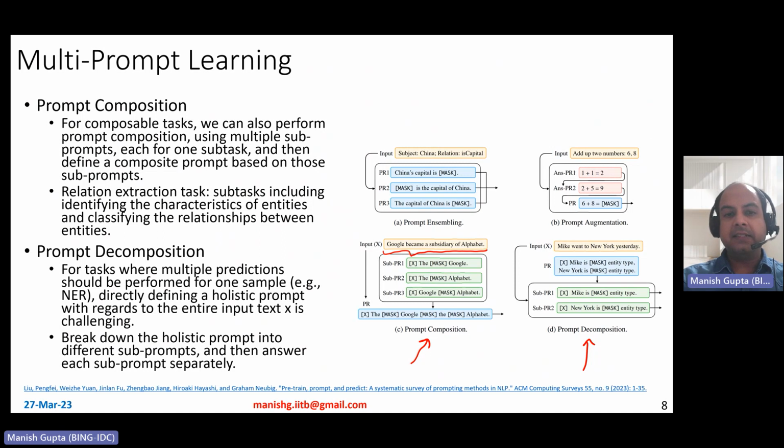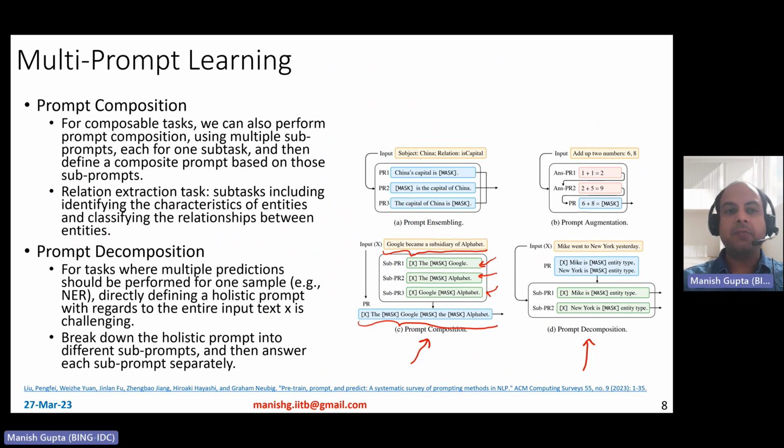So here, subtasks include identifying the characteristics of entities and classifying the relationships between entities, right? So therefore, typical subprompts could be: the company Google, or the company Alphabet, and then Google became a subsidiary of Alphabet, right? So the idea is that given these three subtasks that we have in mind, a good prompt would look like this: [mask] Google, [mask] the [mask] Alphabet, right?